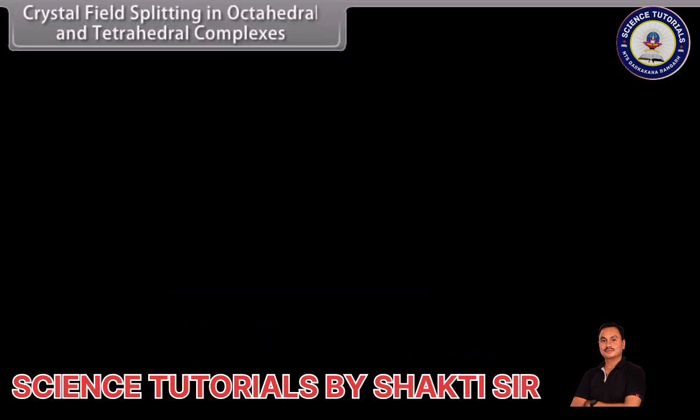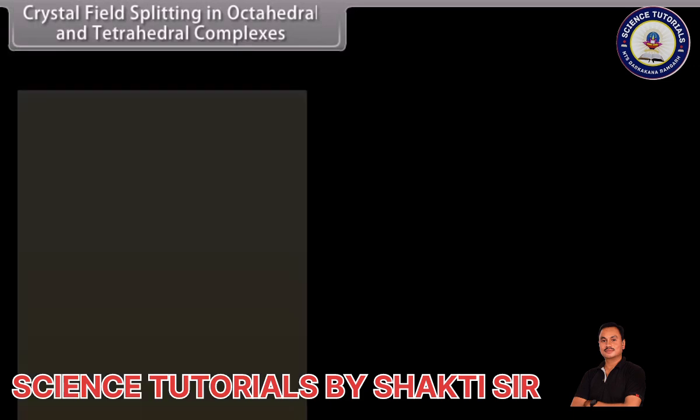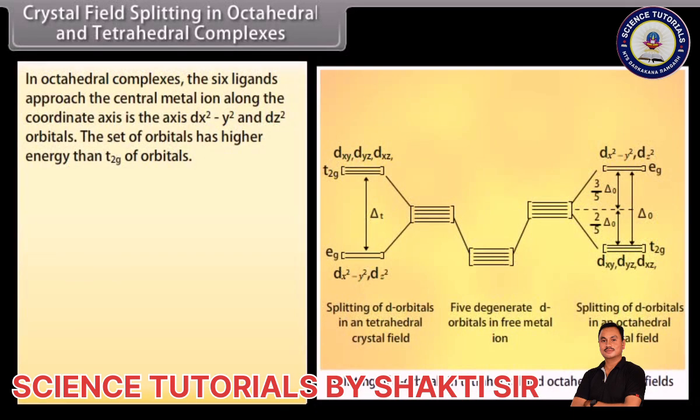Crystal field splitting in octahedral and tetrahedral complexes. In octahedral complexes, the 6 ligands approach the central metal ion along the coordinate axes, which is the axis of the dx2-y2 and dz2 orbitals. This set of orbitals has higher energy than the t2g set of orbitals.